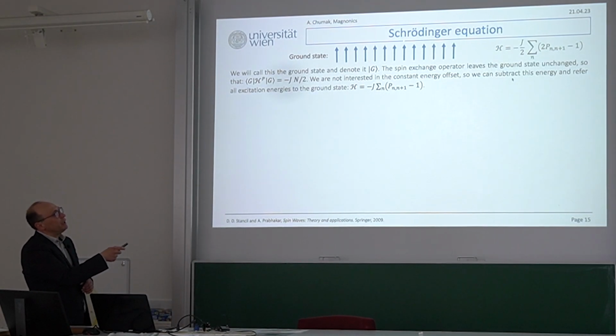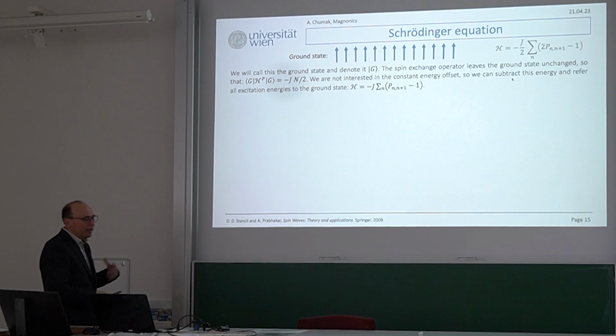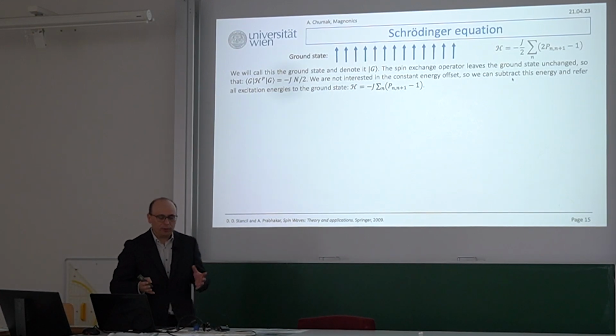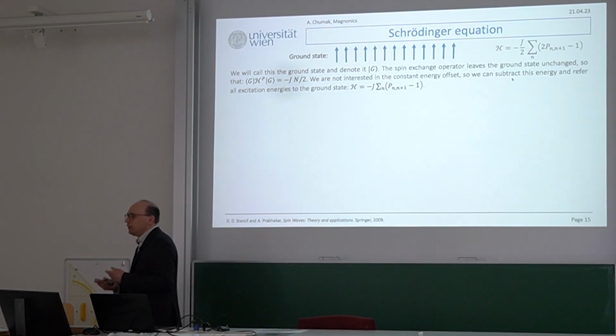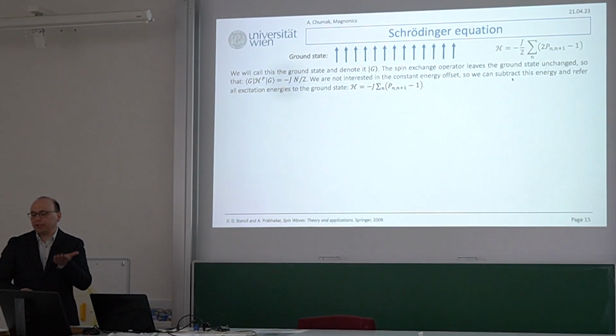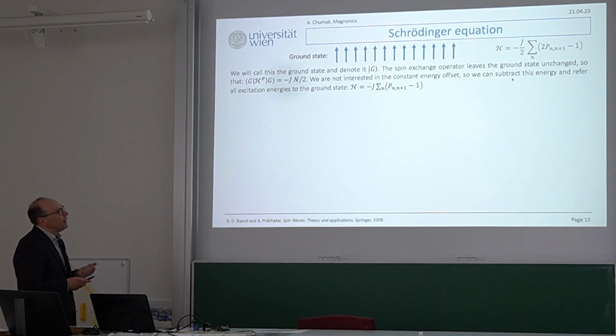So again, as I said, when you have the ground state and you exchange 2 spins, you will get 1 here, and then the Hamiltonian, so the energy in the ground state, is equal to 0, which is exactly what we need. And then by flip of a spin, we will shift the energy up. Good.